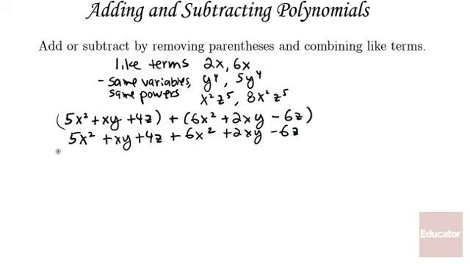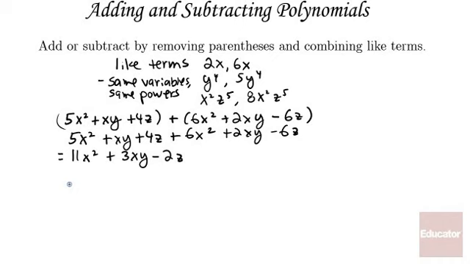And combine like terms. So I have 5x squared and 6x squared, so that's going to give me 11x squared. xy and 2xy gives me 3xy. 4z minus 6z is negative 2z. Okay, so that's addition. Subtraction, you just have to be careful with the signs.